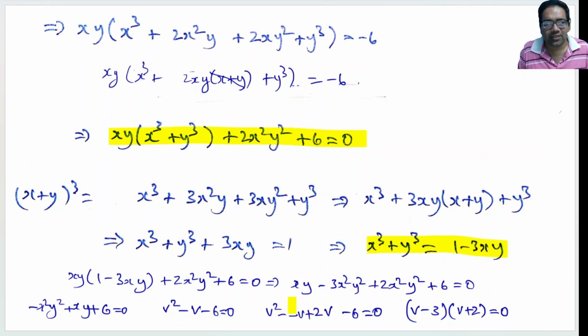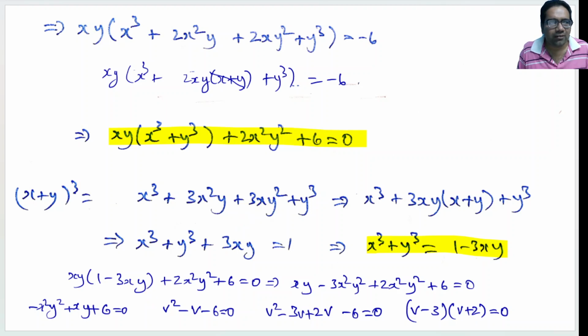This is very easy to solve. v square minus 3v plus 2v minus 6 equals 0. v is 3 or minus 2. What is v? v is our xy. xy is either 3 or minus 2. So now the equations are massively simplified.